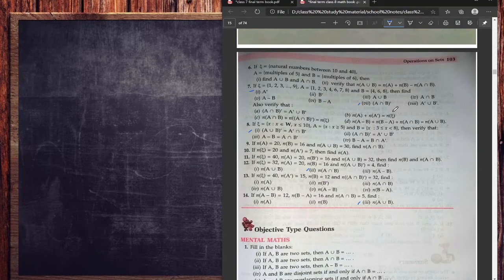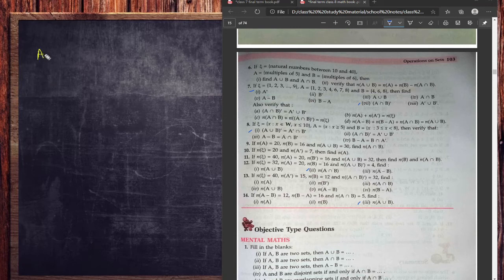Now we have A intersection B whole dash. What do you mean by that? A intersection B whole dash. We just performed A dash and B dash, that was very easy for us. But what about this one? All we know is we have to find A intersection B right now. After that we will see whatever we have to do.